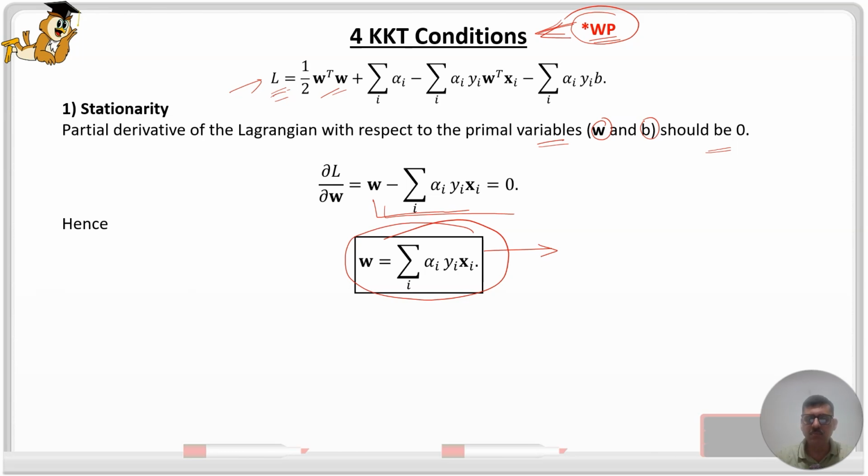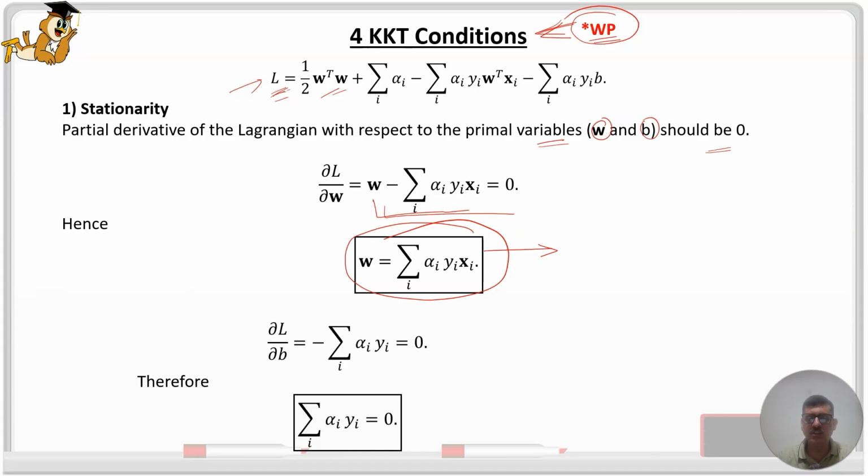By taking the partial derivative of the Lagrangian with respect to b, which is the other primal variable, you get, since b only appears over here, minus summation alpha yi equal to 0, or in other words summation alpha yi equal to 0. So these are the two equations that arise from the first KKT condition, which is stationarity.